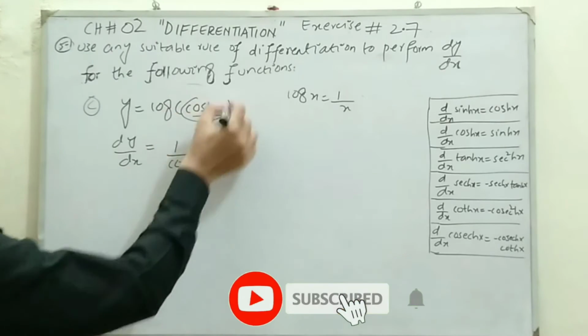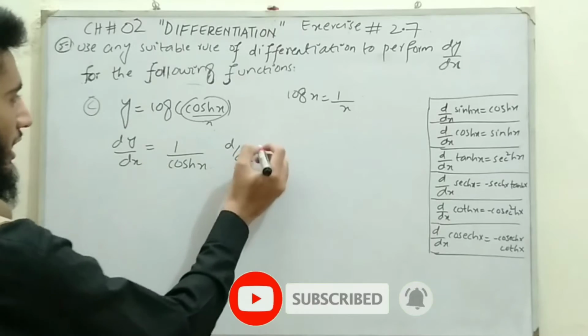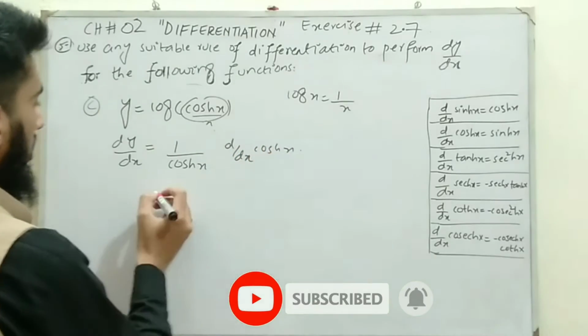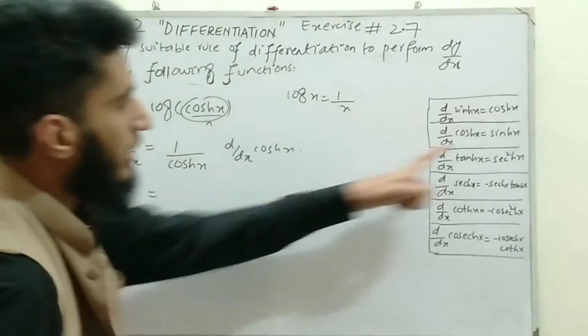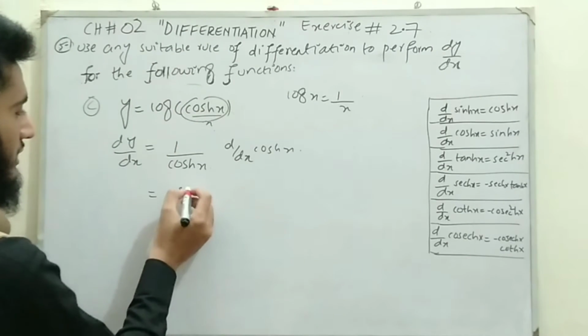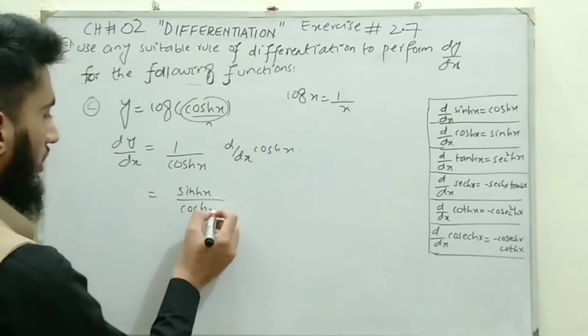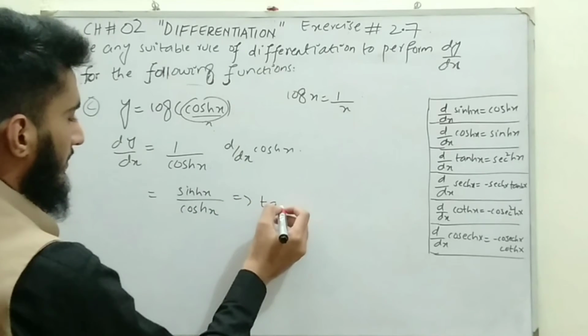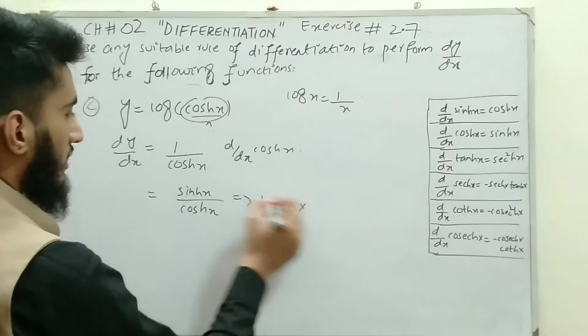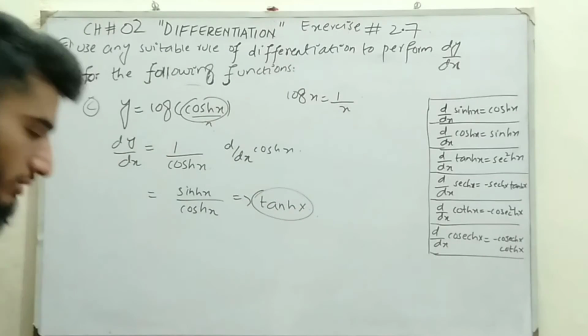And we also take the derivative of this inner function, d by dx of cosh x. The derivative of cosh x is sinh x. So it becomes sinh x divided by cosh x. Sinh divided by cosh gives us tanh x. So the required answer is tanh x.